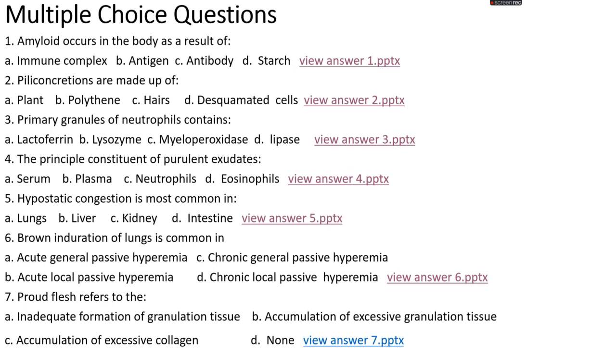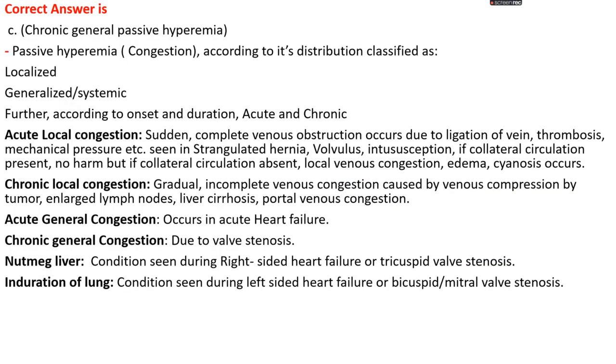Question number 6. Brown induration of lungs is common in option A acute general passive hyperemia, option B acute local passive hyperemia, option C chronic general passive hyperemia, or option D chronic local passive hyperemia. The right answer is option C, that is chronic general passive hyperemia.